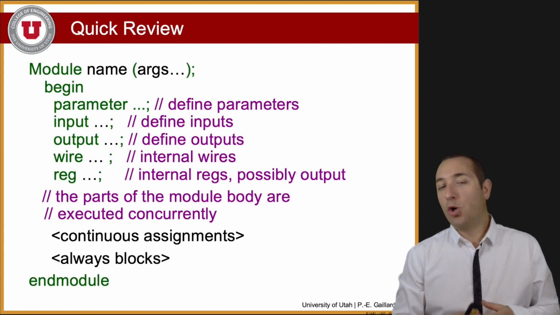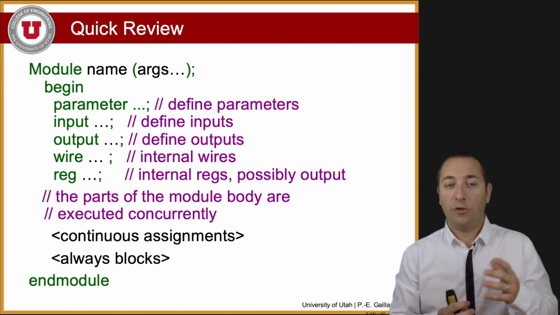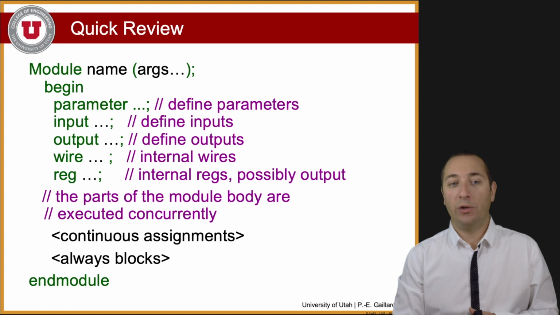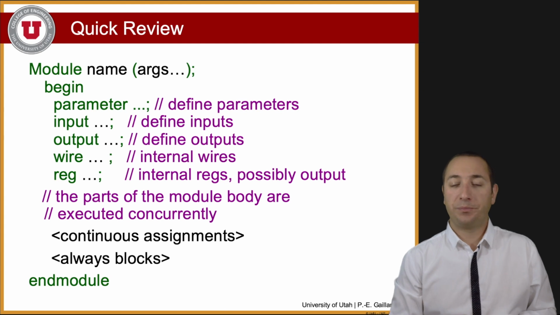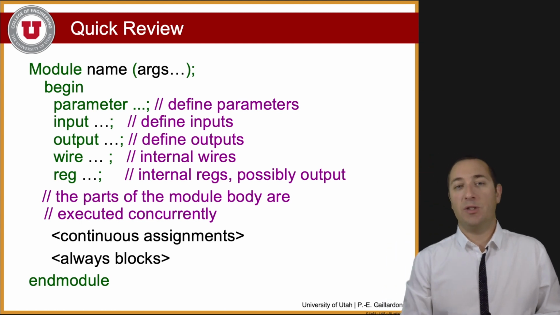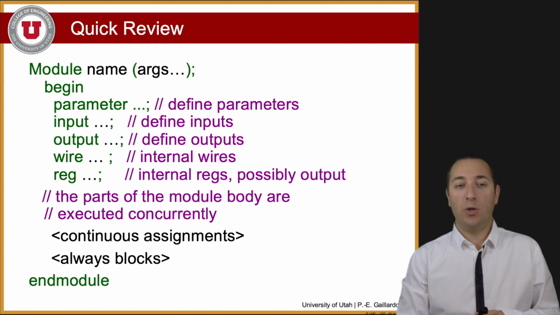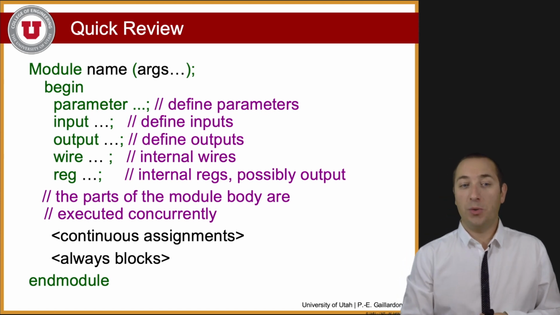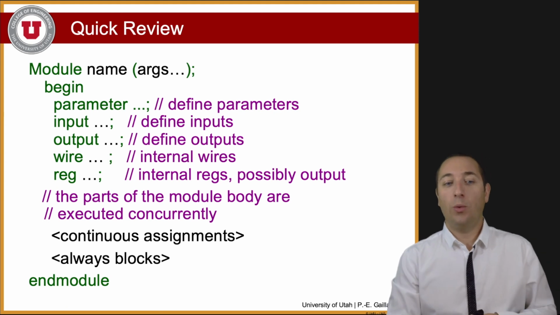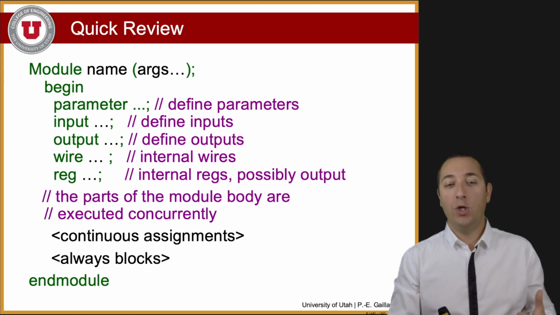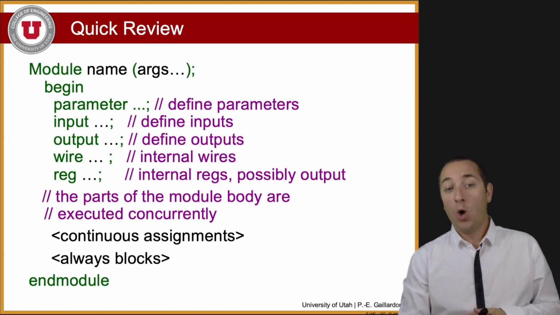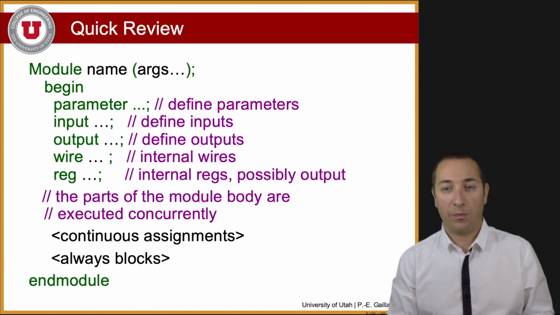To go through a quick review of the Verilog language, let's first look at how a module is generally organized. So you start with a module keyword, providing a name and arguments. You will finish your module with the endmodule statement. At the very beginning of your module, you will have the definition of parameters, inputs, outputs, wires, and registers. And from there, you will have the main part of the module that's going to be executed concurrently with continuous assignments and always blocks.